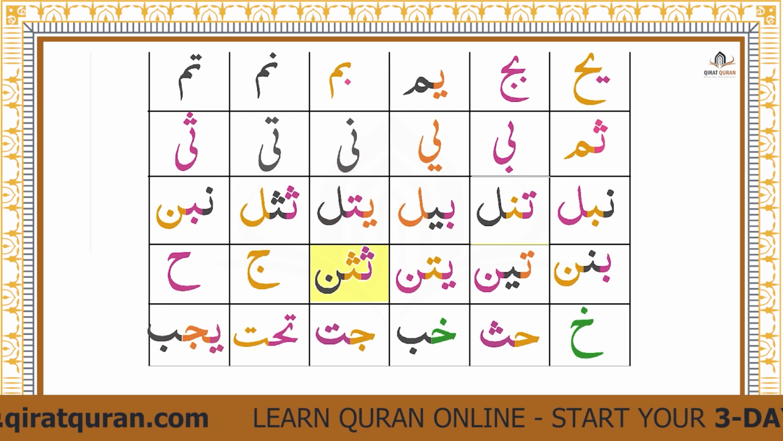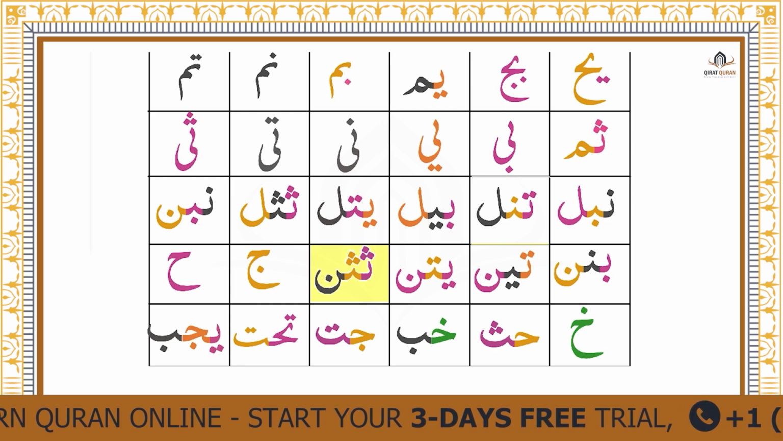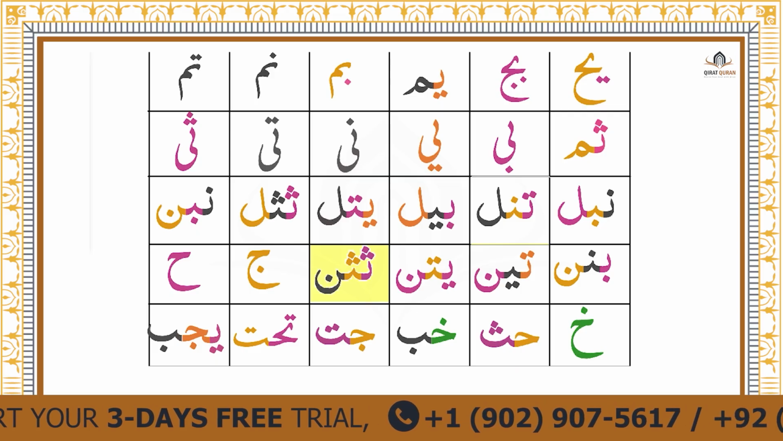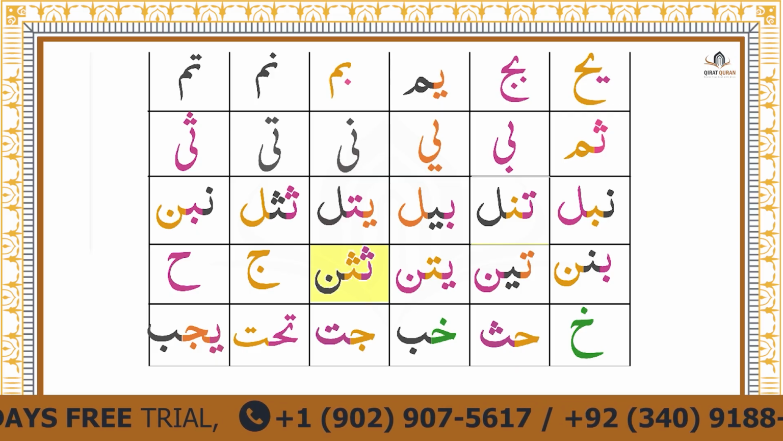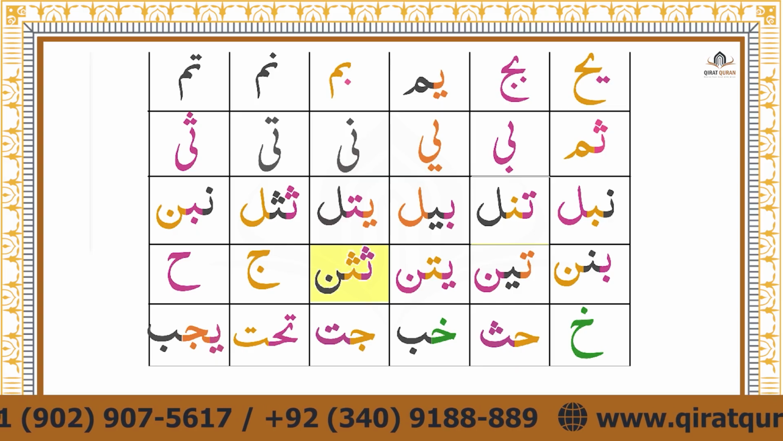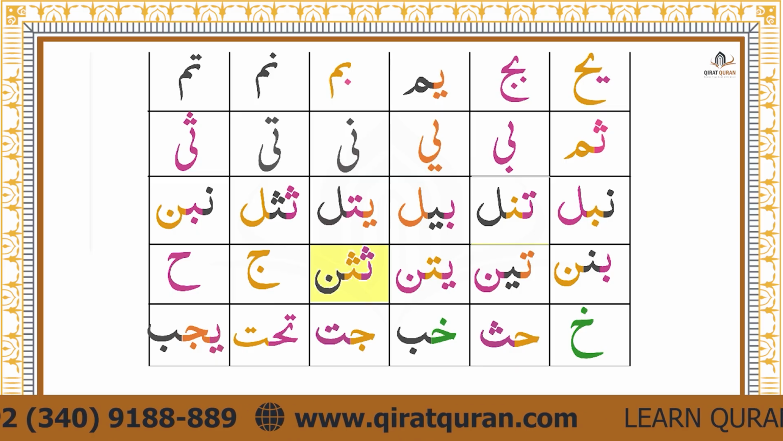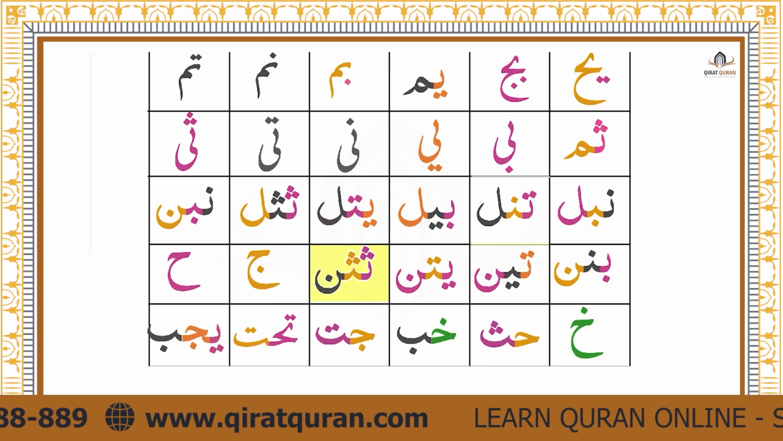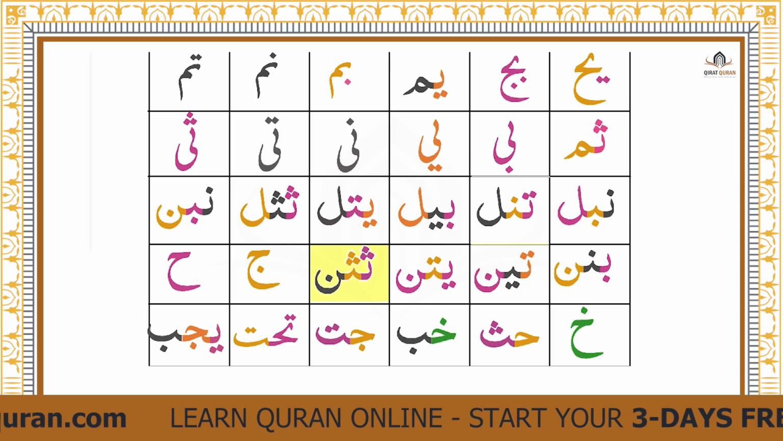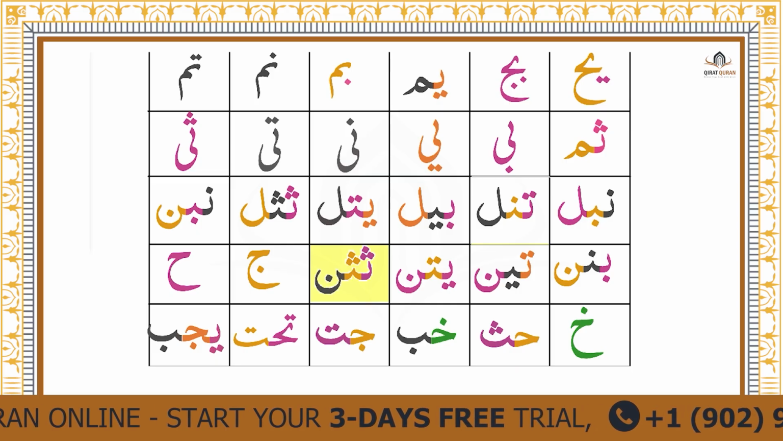Then the next three letters, the first one is Sa because it has three dots at the top. And the second one is also similar to the previous one, so this is also Sa because it also has three dots at the top. And then the last one is Noon. Sa, Sa, Noon.